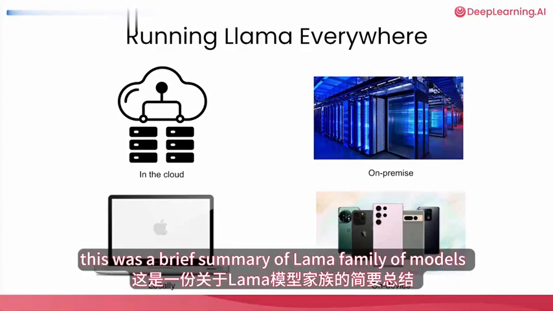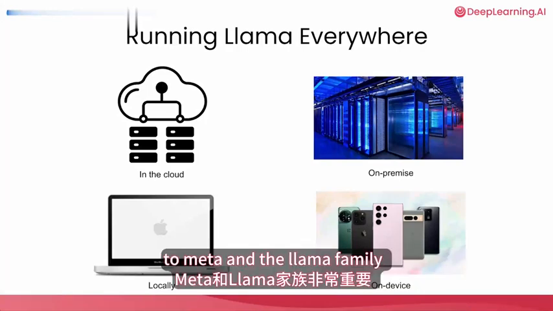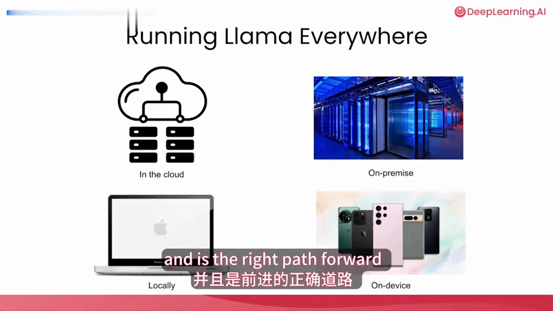This was a brief summary of the Llama family of models. Open source is very important to Meta and the Llama family. We strongly believe that openness drives innovation and is the right path forward.